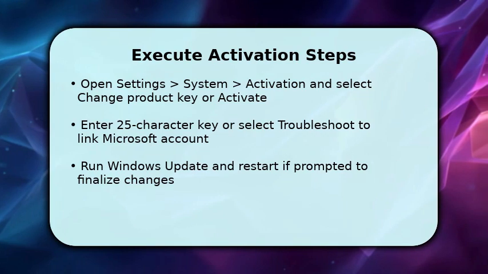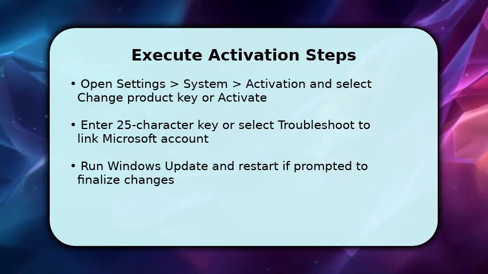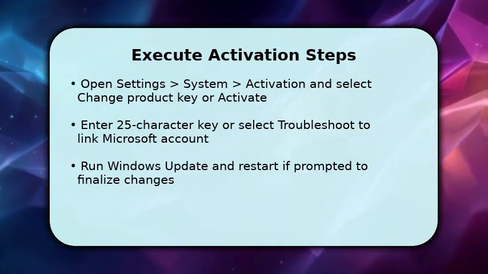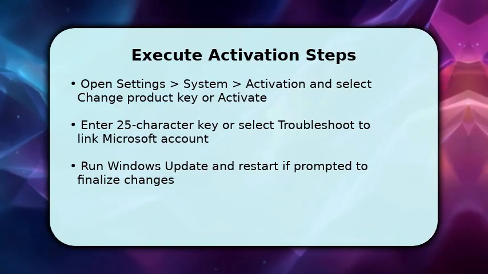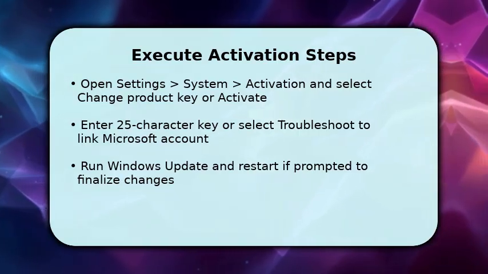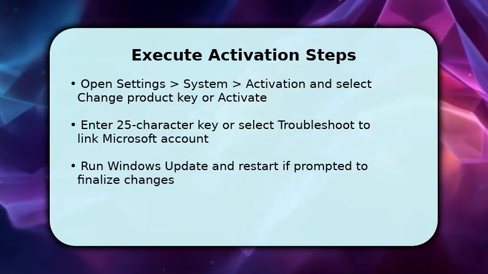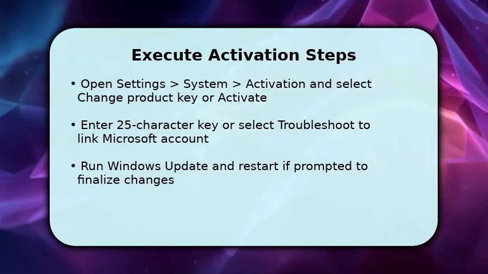Now you execute the activation. Enter the 25-character key exactly if you have one. Hyphens are optional, but the characters must match. If you rely on a digital license, click Troubleshoot, then choose I changed hardware on this device and sign into your Microsoft account to link the license.